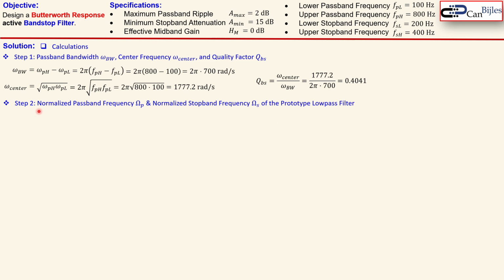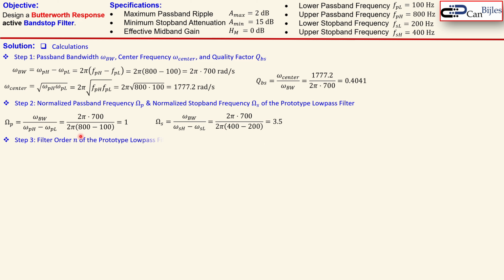Okay. Step 2 is looking at the normalized passband frequency and normalized stop band frequency of the prototype low pass filter. Because we always start with a low pass filter prototype, and we will then transform that to the band stop filter. Now for that we use this formula for the normalized passband frequency, which is in all cases 1 when you do normalization analysis. So we see here the passband bandwidth over the difference, which is of course just 1. The actual calculation we need to do is the normalized stop band frequency, and that is given by this formula, which gives us the 3.5.